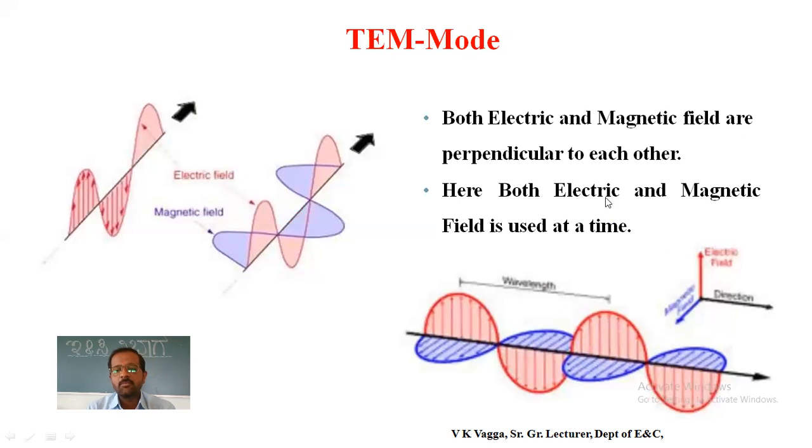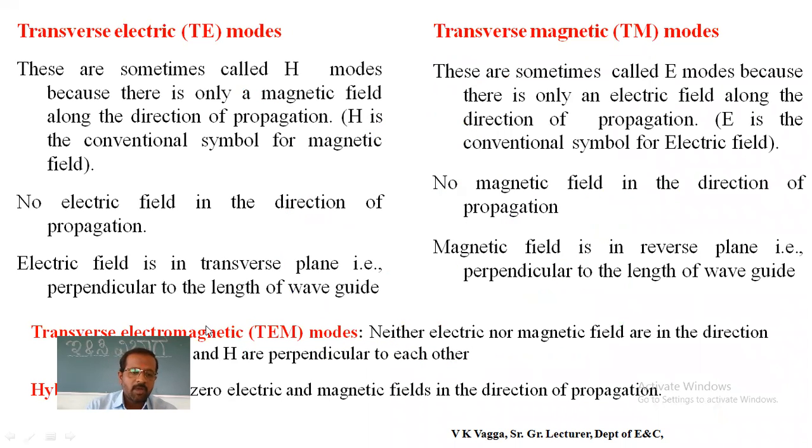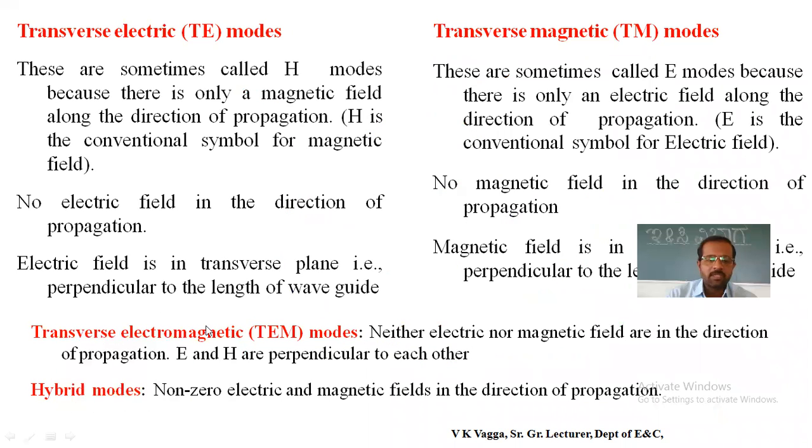And in this case, both the electric and the magnetic fields are used at a time. Okay. And if you take one more, it is a hybrid mode. In the hybrid mode, it is going to make use of non-zero electric and magnetic fields in the direction of the propagation.